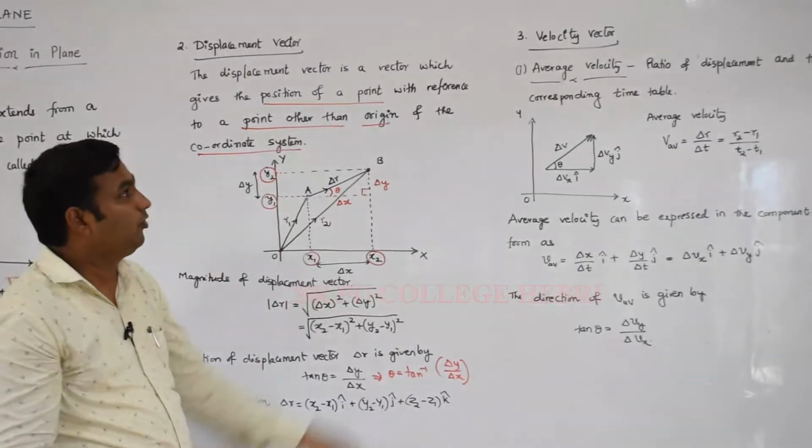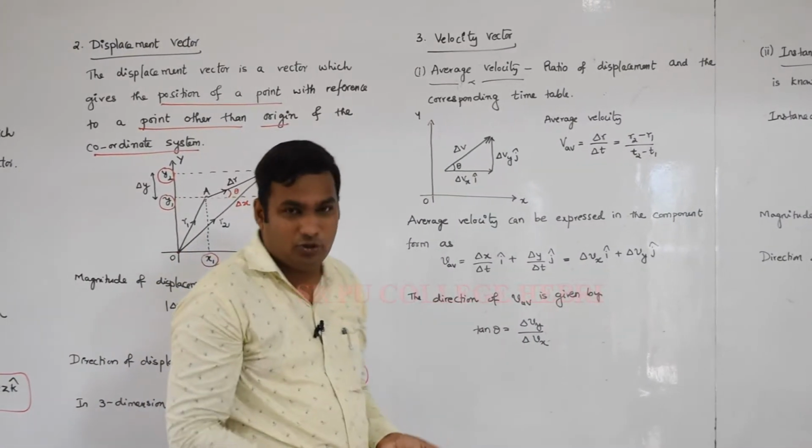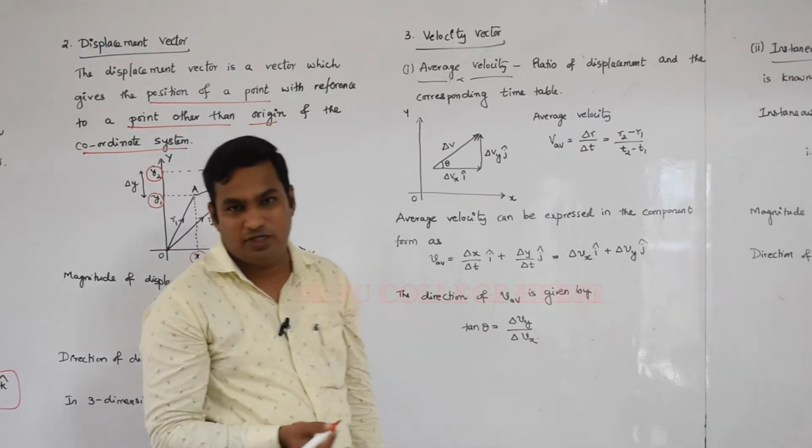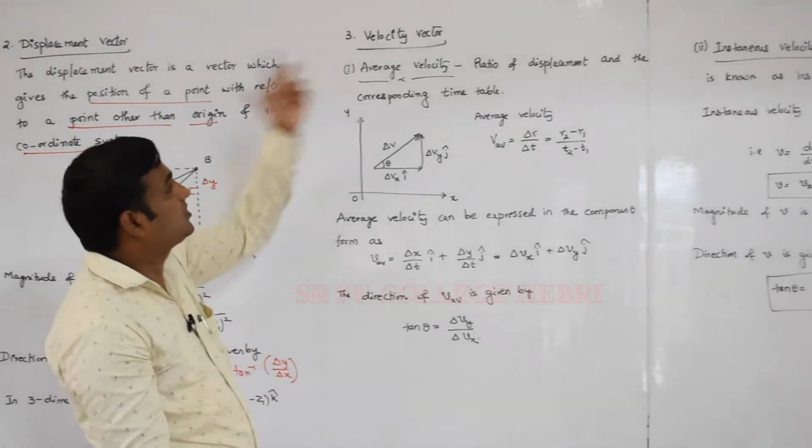Then move on to the next important term, the third term, velocity vector. You already heard about velocity. Velocity is nothing but displacement divided by time. It is the time rate of change of displacement. We call it velocity.